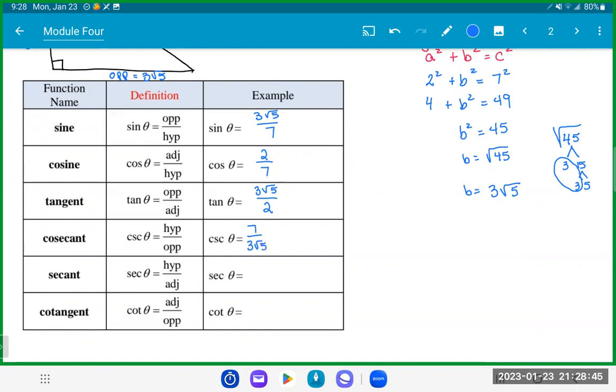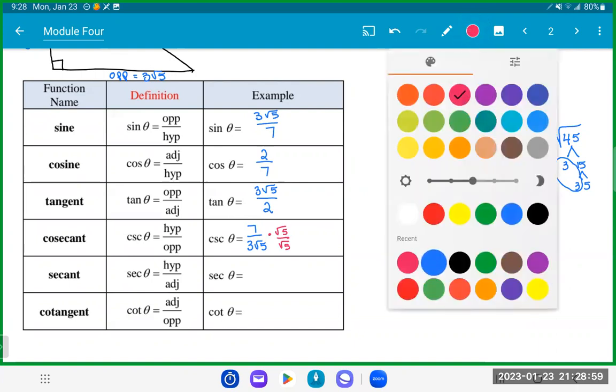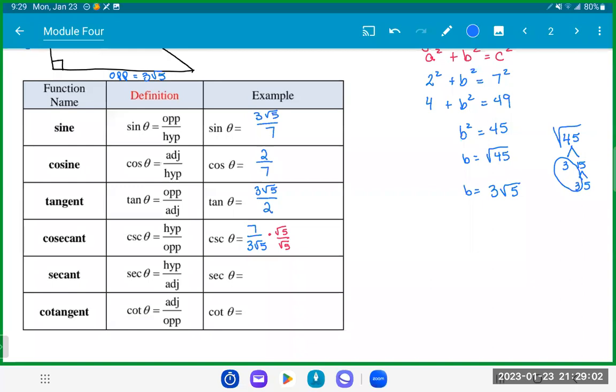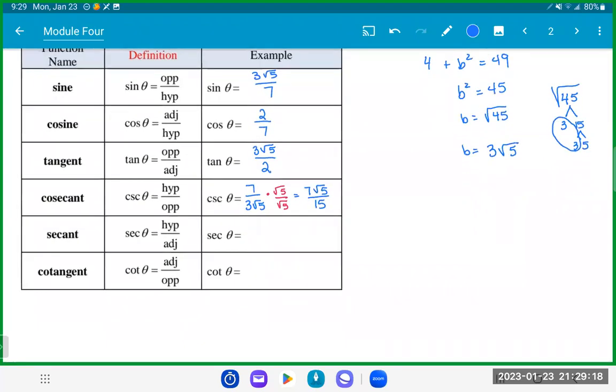Now, the thing to take note of here is you have to rationalize your denominator. In order to rationalize your denominator, we're going to multiply by the square root of 5 over the square root of 5 to get that radical out of our denominator. So that's going to give me 7 square roots of 5 over, this is 3 times 5, which is 15. Okay. And our secant is the reciprocal of cosine. So that's going to be 7 over 2.